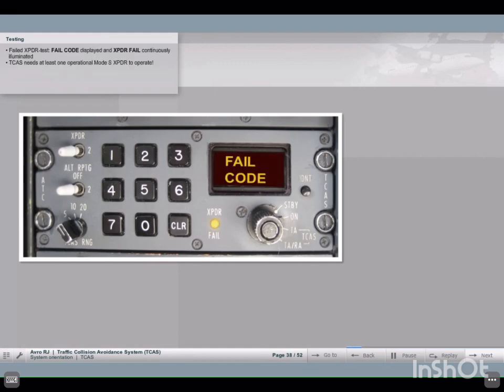To indicate a failed transponder test, a certain fail code is displayed on the controller and the fail light illuminates continuously. Note that Tcas needs at least one functioning Mode S transponder to be operable.